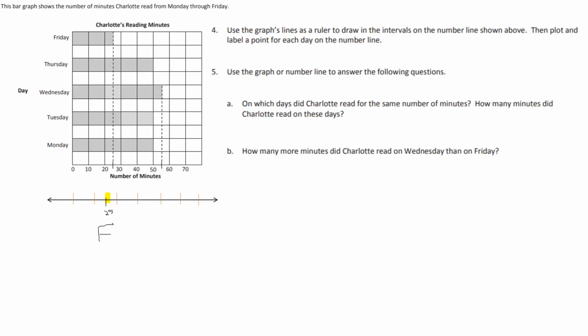So now we're using a different graph. This is about how much Charlotte reads Monday through Friday, which hopefully you are reading still at least 30 minutes a day. So it says, use this bar graph's line as a ruler to draw the intervals of the numbers on the line shown below. Then plot the label to point for each day on the number line. So you can see I started here with Friday, because I did Friday first, then Thursday, Wednesday, Tuesday, Monday.